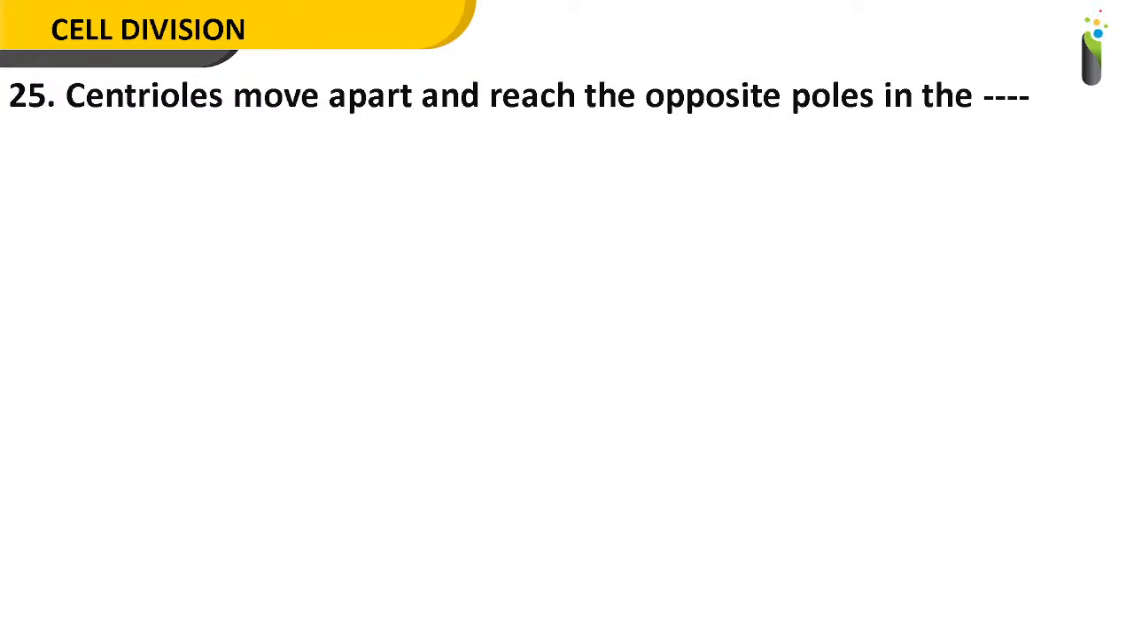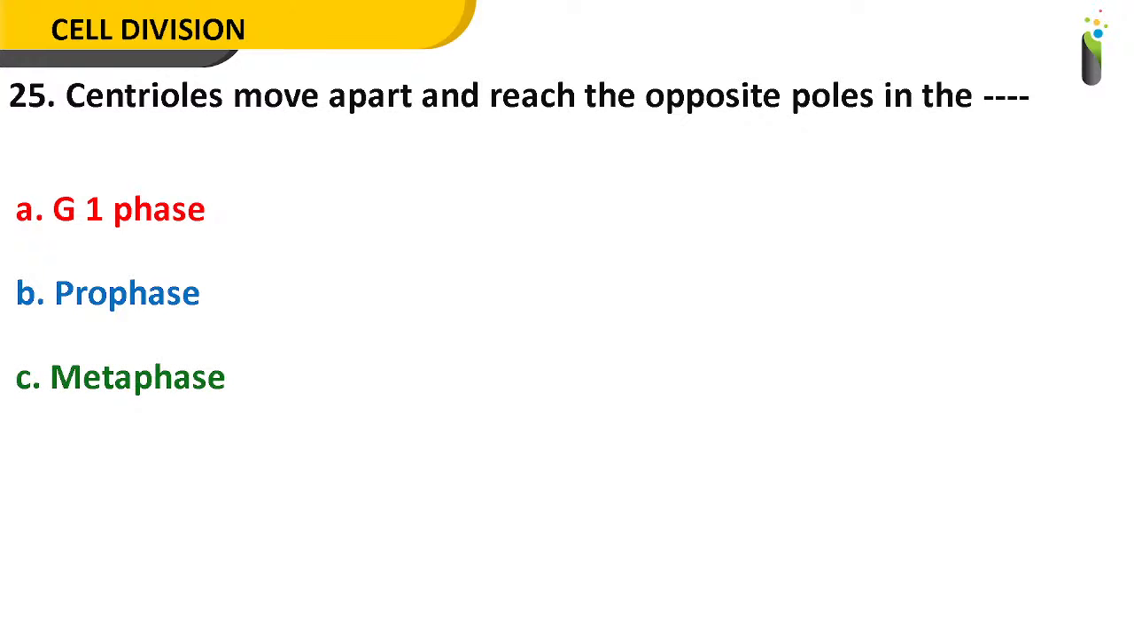Centrioles move apart and reach the opposite poles in the dash. A. G1 phase, B. Prophase, C. Metaphase, D. G2 phase. Answer me for question number 25.